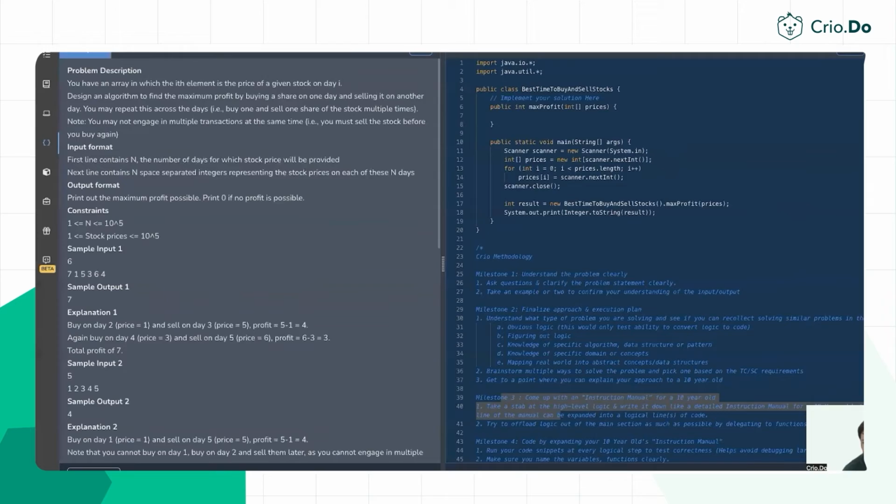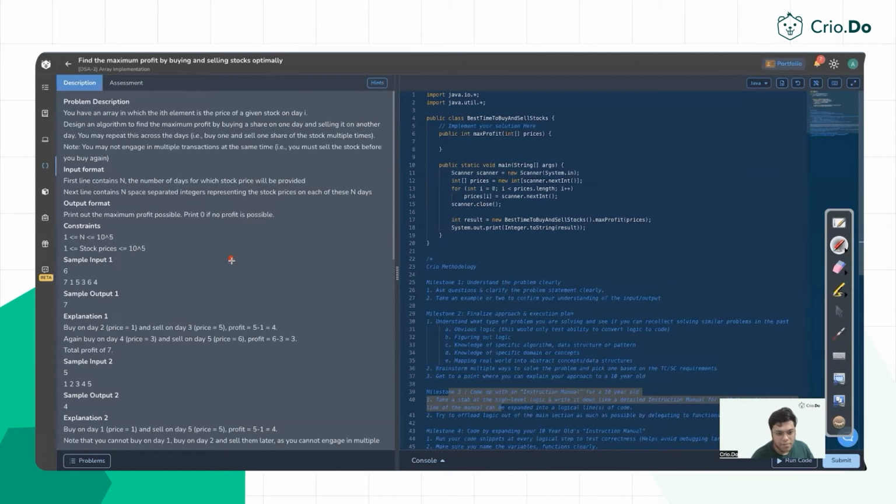So if I draw a kind of chart, first we have a price 7, then we have a price 1, then a price 5, then a price 3, then a price 6, and then a price 4. So these are the different prices of a given stock. And the question is, what is the maximum profit which we can make?